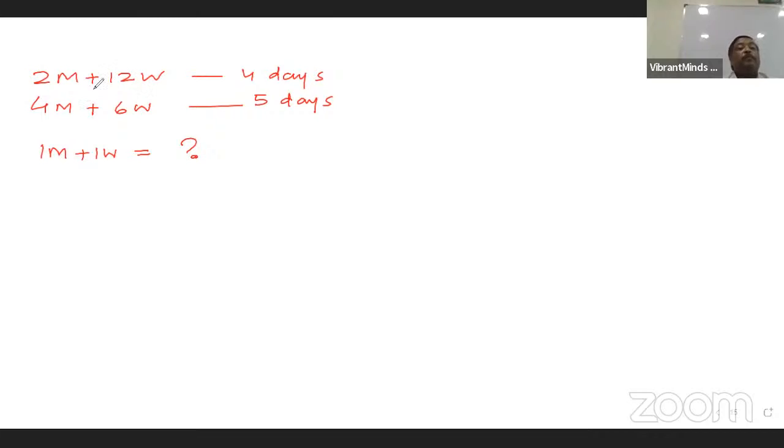Now see, these types of questions are known as substitution type questions. What we do here is, we always take 1 day. So when we take 1 day, we will have to divide it by 4 here, so we will have to multiply, because the number of men and number of days are inversely proportional. If we divide here, we multiply here. So 8 men plus 48 women will complete it in 1 day. Also it gives 4 fives are 20 men plus 30 women will do it in 1 day.